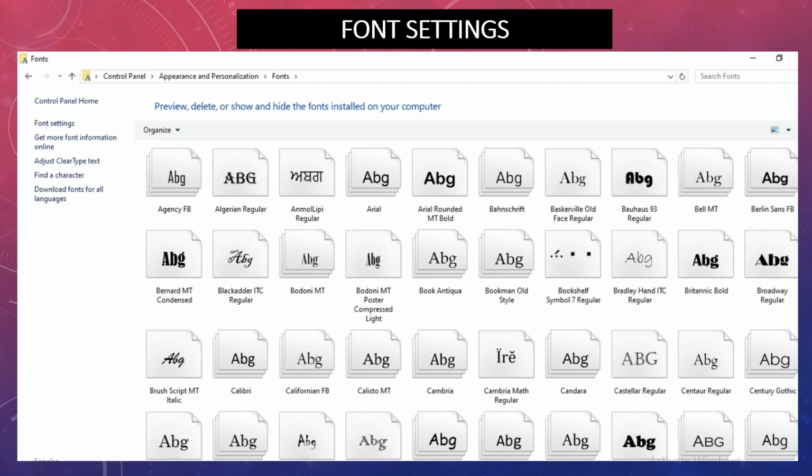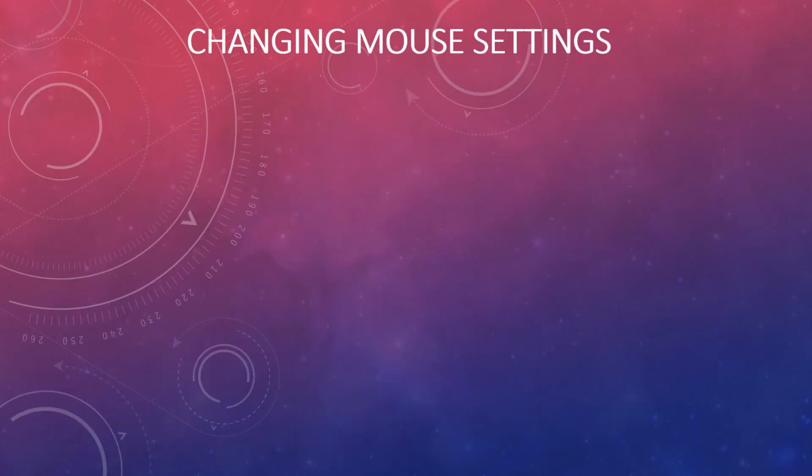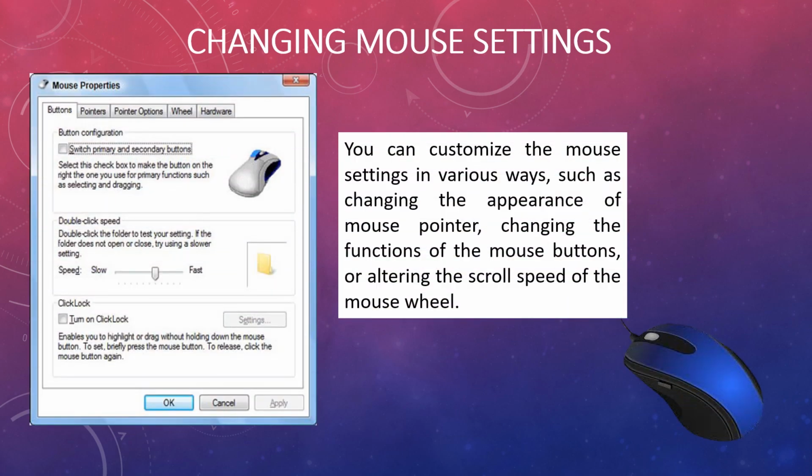Okay, moving on to the next one. Our next category is changing the mouse settings. When you want to change the mouse settings, there are various ways, such as the appearance of the mouse, that is the mouse pointer, how it looks. You can change the functions of the mouse buttons, or alter the scroll speed of the mouse wheel, like how fast it should move, how slow it should move. You can see in this picture you have other options like button configuration, double click speed, turn on click lock. These are the settings which we can make changes to.